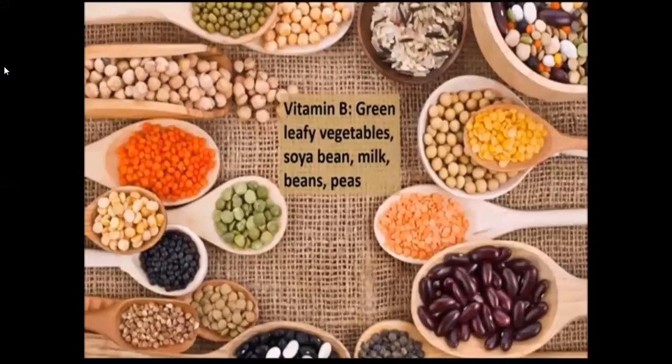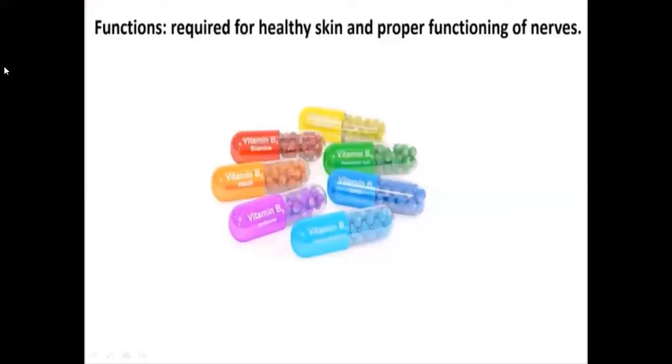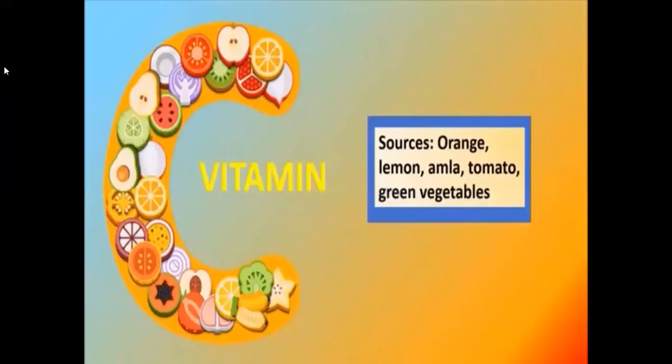Now come to vitamin B. Vitamin B we get from green leafy vegetables, soya bean, milk, beans, peas. And what are the functions of vitamin B? It is required for healthy skin and proper functioning of the nerves.